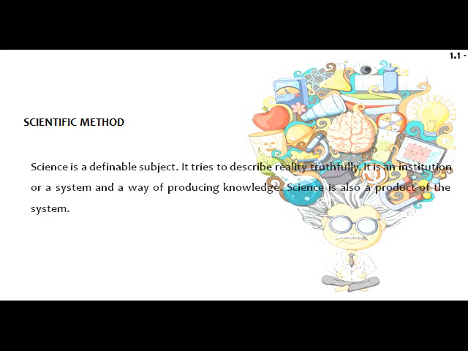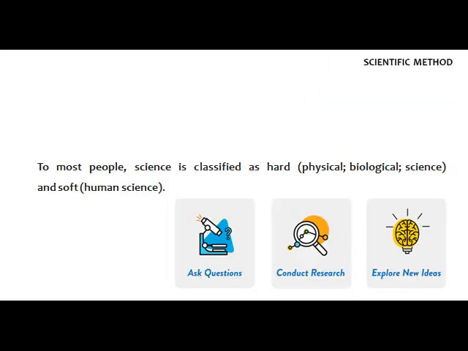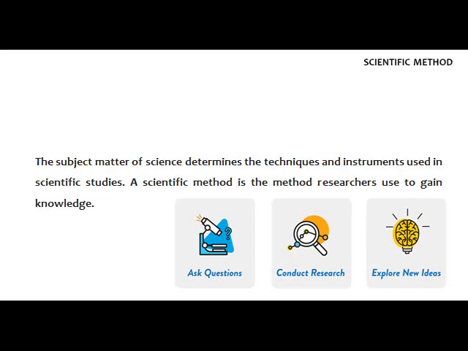Scientific method. Science is a definable subject. It tries to describe reality truthfully. It is an institution or a system and a way of producing knowledge. Science is also a product of the system. To most people, science is classified as hard, physical, biological science, and soft, human science. The subject matter of science determines the techniques and instruments used in scientific studies. A scientific method is the method researchers use to gain knowledge.